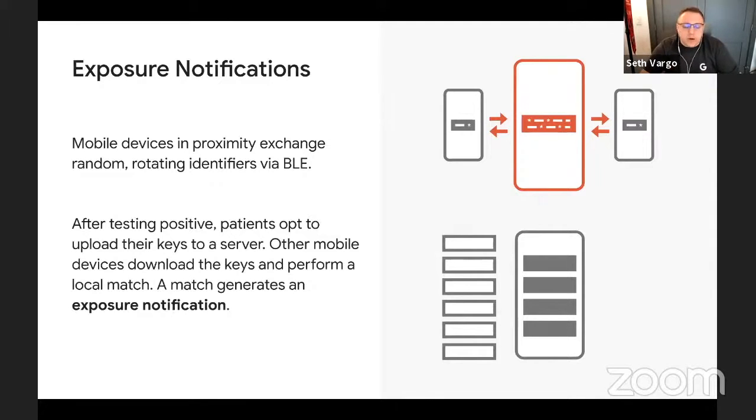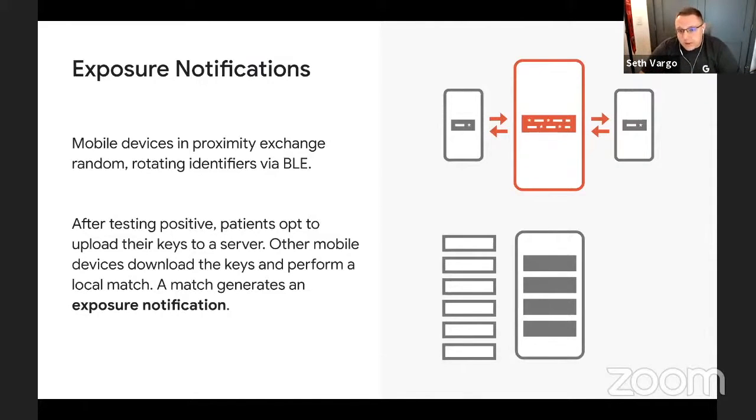There's a number of parameters that are set by the local health authorities, so this is a little bit of a simplification. If there is a match, this generates what we call an exposure notification, which is a pop-up on your iPhone or Android device that says, hey, Seth, we think you've been exposed. We don't know who exposed you because the server only ever has random IDs. We never have identifiable information. And you don't know who exposed you because you only get a notification that says you've been exposed in some recent time period.